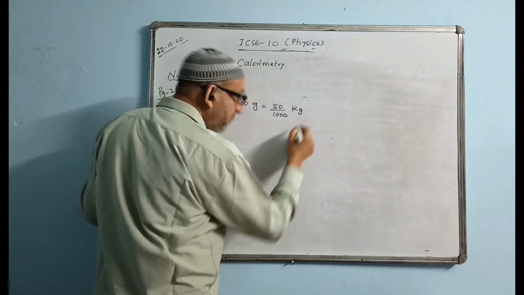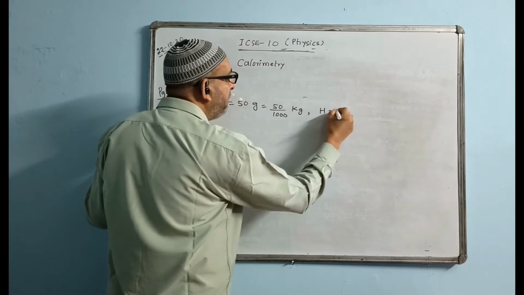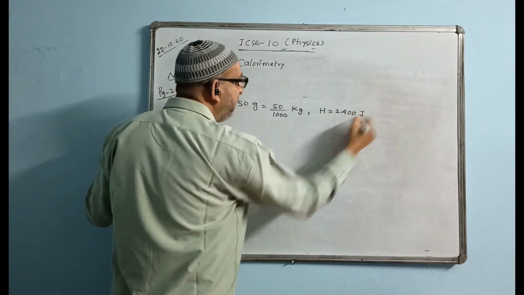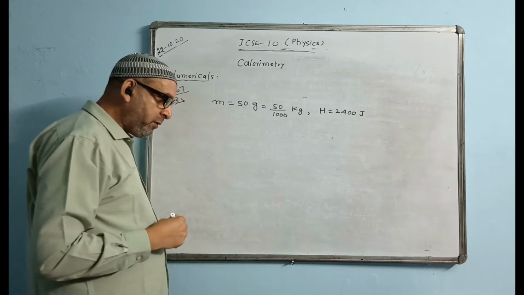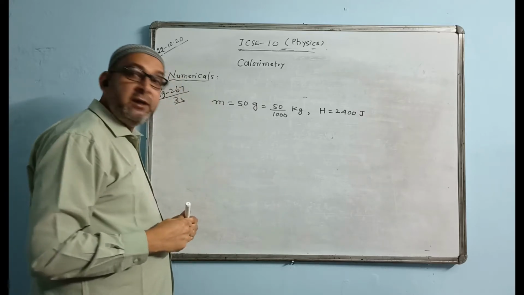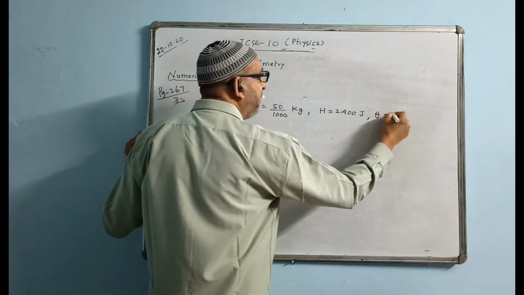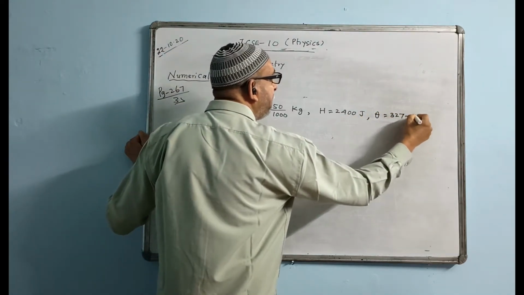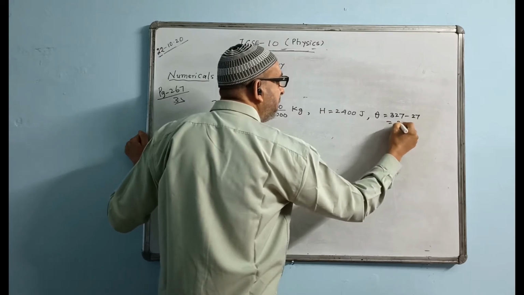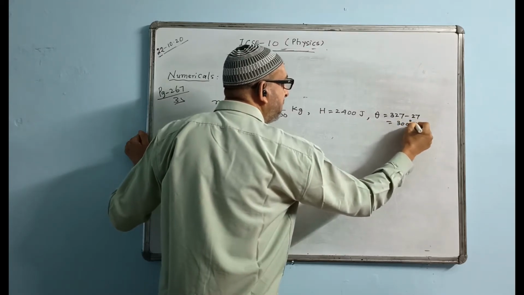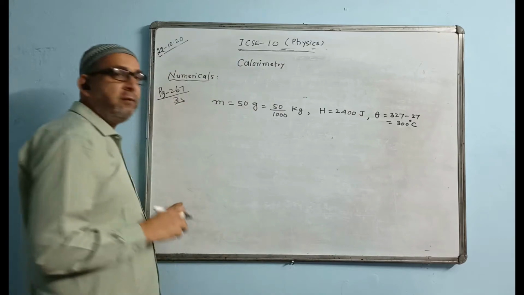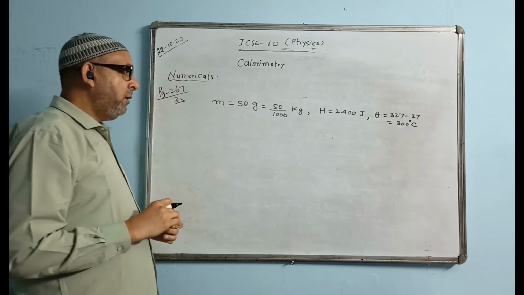Now heat is given 2400 joule. Let us write down that information. And temperature is changing from 27 to 327. Therefore, we can add theta value here. 327 minus 27. That means 300 degrees Celsius or Kelvin. Any one of the unit we can follow.